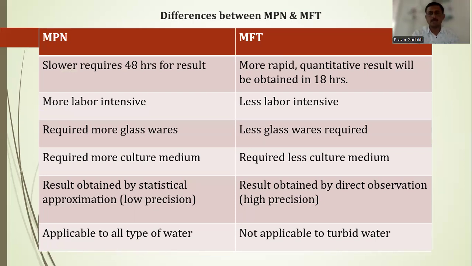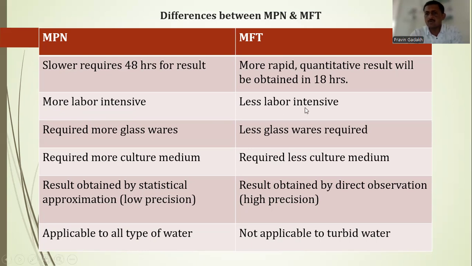Here we can discuss the basic differences between the MPN technique and the MFT technique. In the case of MPN, it is slower and requires at least 48 hours for the result. In the case of MFT, it is a more rapid test. A quantitative result is obtained after 48 hours of incubation in MPN, while MFT needs only 24 hours of incubation. MPN is more labor intensive, while MFT is less labor intensive. That means the MPN test is carried out in 3 different stages: presumptive, confirmatory, and completed test.